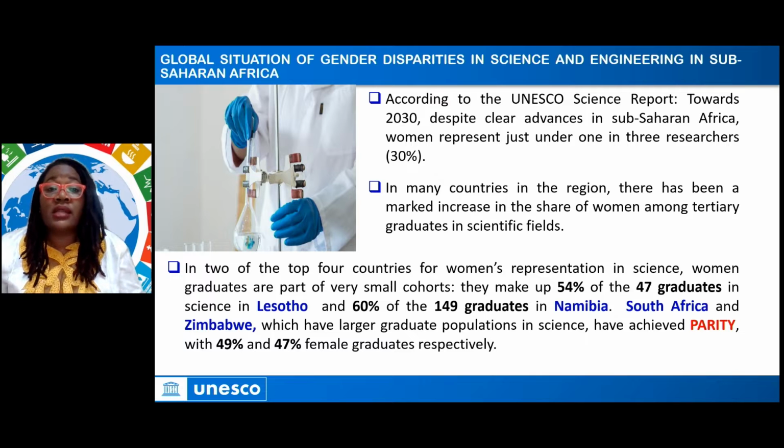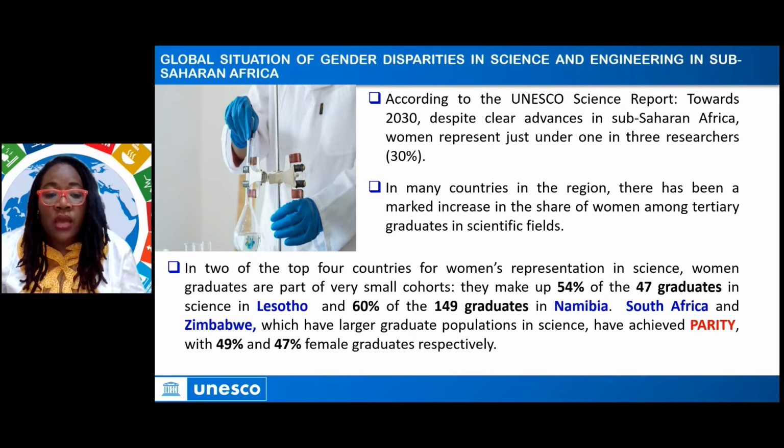Here, the overall situation of the disparity between men and women in engineering in sub-Saharan Africa. Again, based on the UNESCO Science Report Towards 2030, there have been significant gains in sub-Saharan Africa. A little bit less than one researcher out of three is a woman. In many countries of the region, we see a notable increase of women in diplomas in higher education in scientific areas.